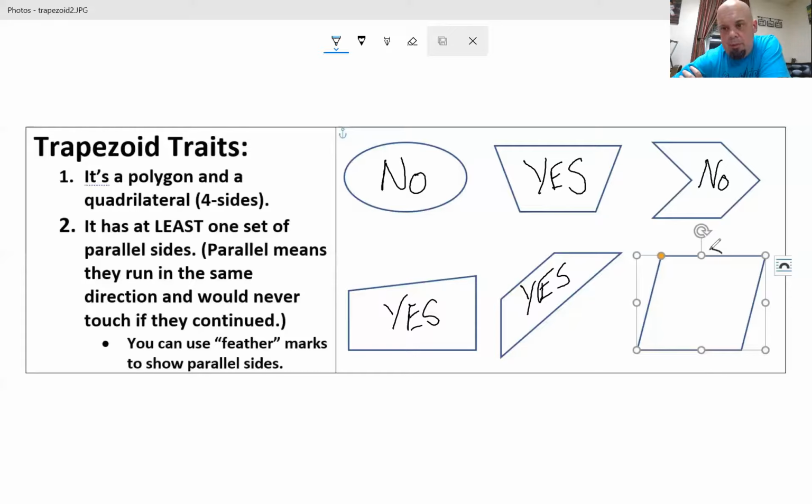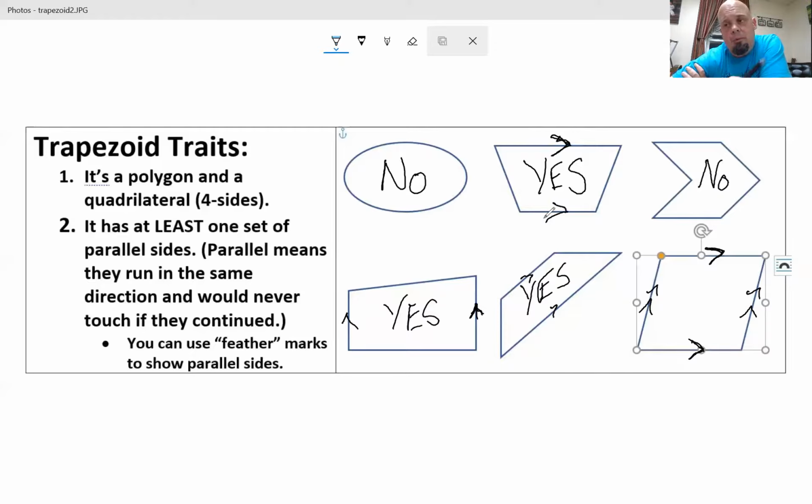So this is one set, and this is that feather I was talking about. These two sides are parallel. And then these two sides are also running in the same direction. So to show the different one, you would use two feathers to show that they're parallel. And this one, you would just use one feather. This one was not. And this one, you would use a feather here. Sorry, my pen's kind of tricky. And there you have it.